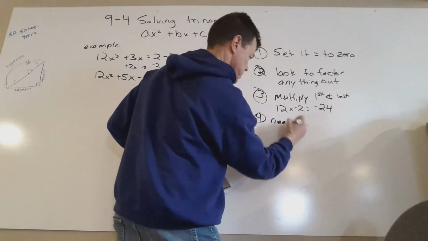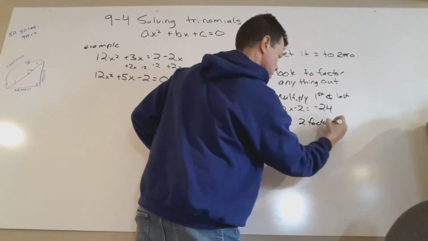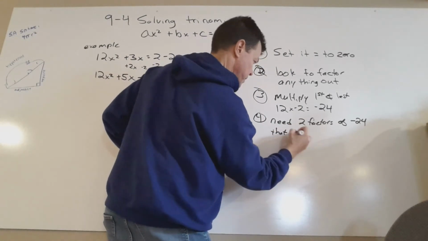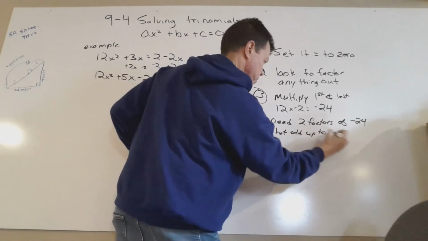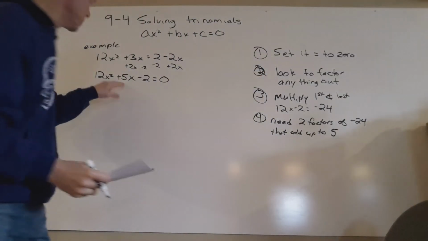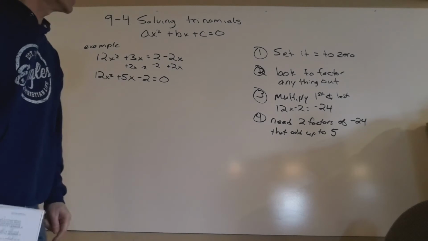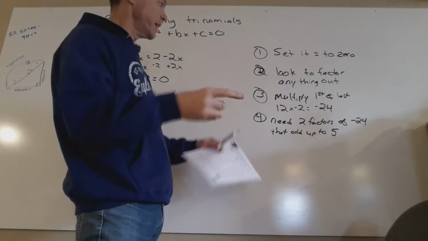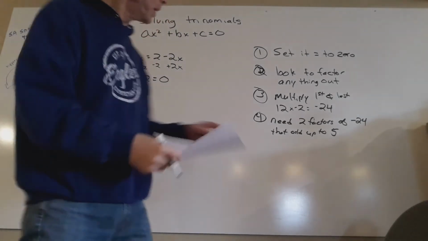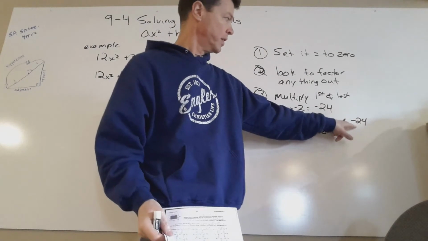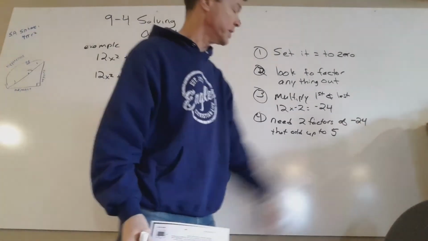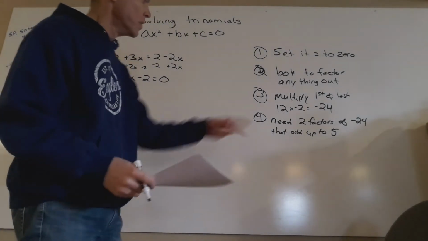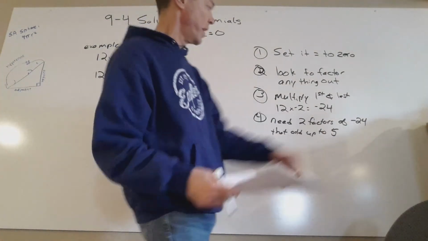So we need two factors of negative 24 that add up to 5. And remember, 5 is the middle number that we have here. So then think of two factors for negative 24. I'm first thinking 6 and 4, 3 and 8, any of those combinations. One of them needs to be negative because the product is negative. And then it'll add up to 5.